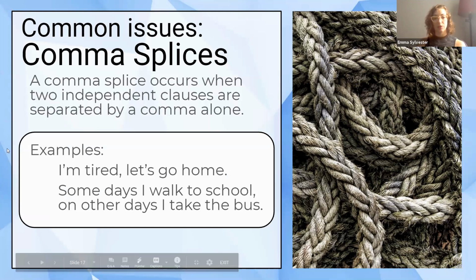Now again, with the comma in there, these sound like they flow a little bit better, which is why they're very common errors. But as before, "I'm tired" and "let's go home" are both independent clauses, so they should be separate sentences. In the first one, maybe a semicolon would be best there. But again, there are multiple ways that these kinds of errors can be fixed. And it does take time to identify these common issues within writing, but revising and peer revision will really help to identify these.